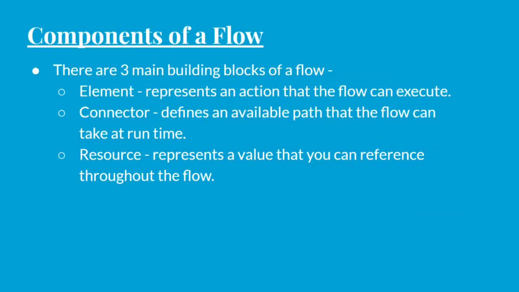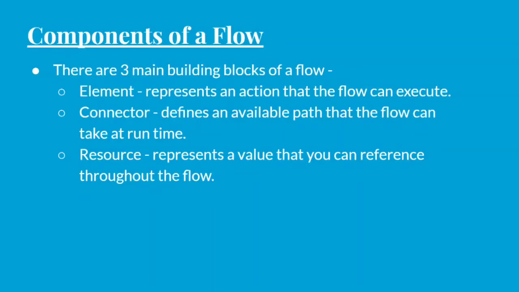Then we have different components of a flow. Like we have seen in all our automation tools, there are different components. Similarly here also, there are three main building blocks of a flow. The first one is the element. An element represents an action that the flow can execute. Whenever this flow is launched, what actions will be executed is represented by an element.